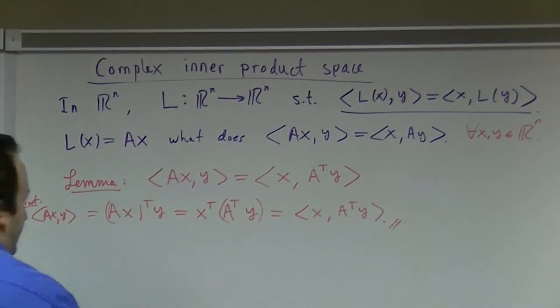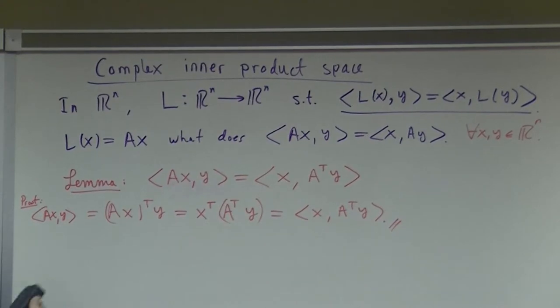I'm going to give you a definition, essentially, for a complex inner product space, a Hermitian inner product space. But really what we're mostly interested in is Cn. So I'm going to erase this.